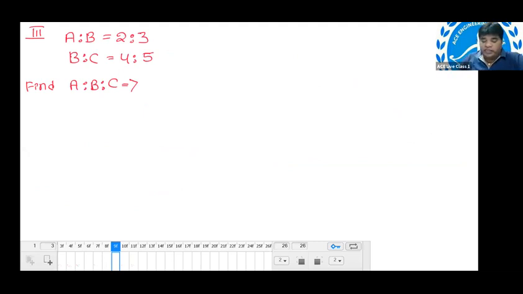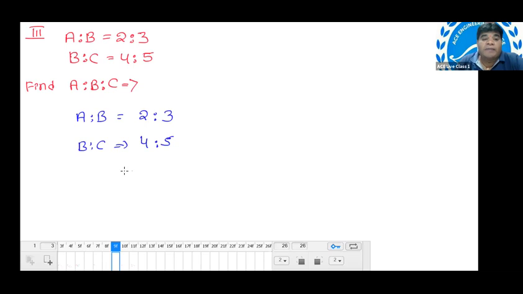Okay, listen. A is to B is equal to 2 is to 3. B is to C is equal to 4 is to 5. I want A is to B is to C. Childhood method first of all: A is to B is equal to 2 is to 3, and B is to C is equal to 4 is to 5.